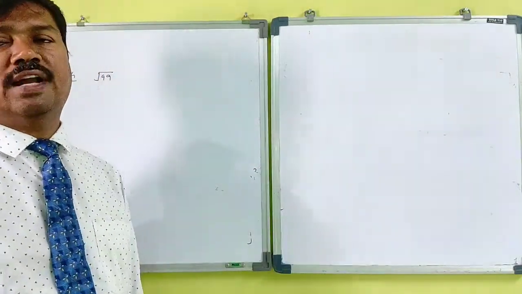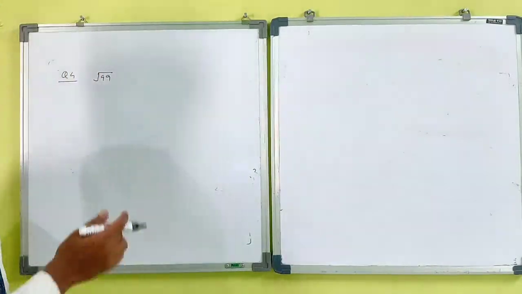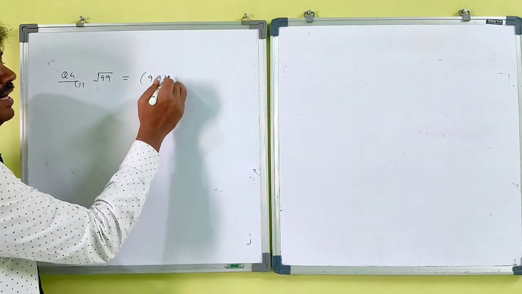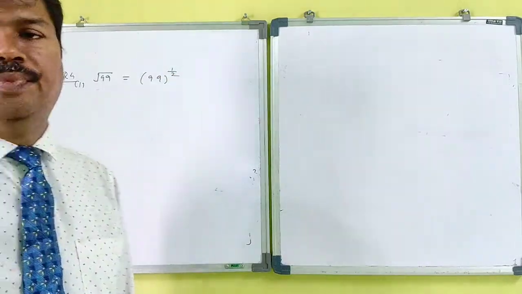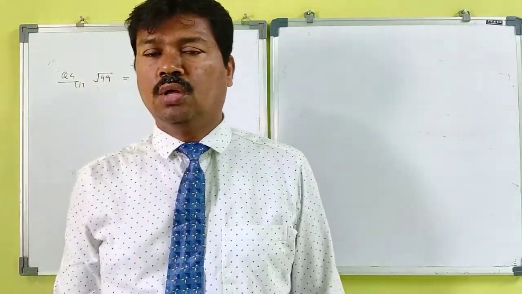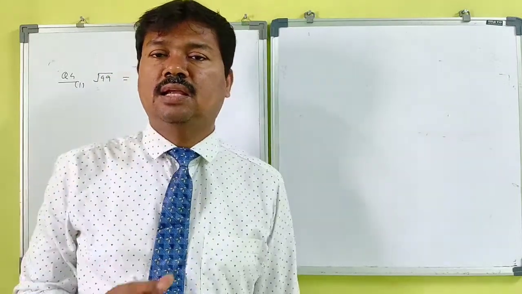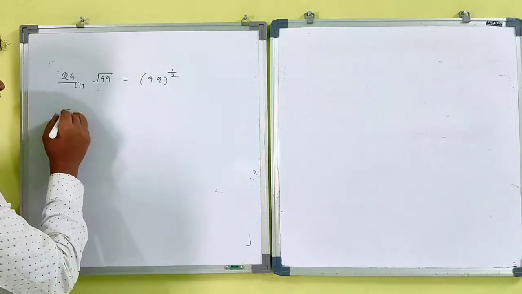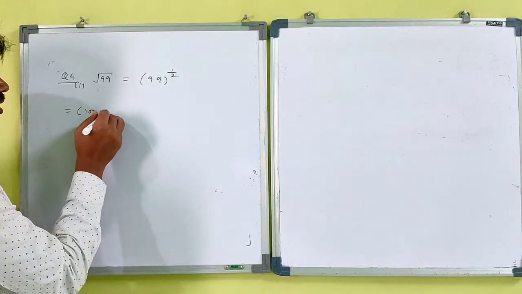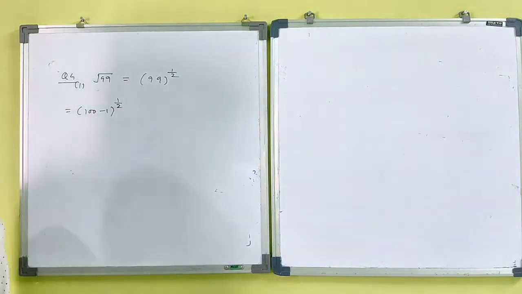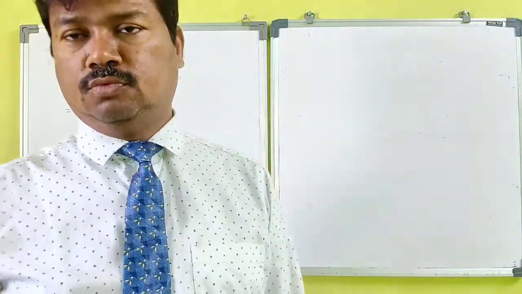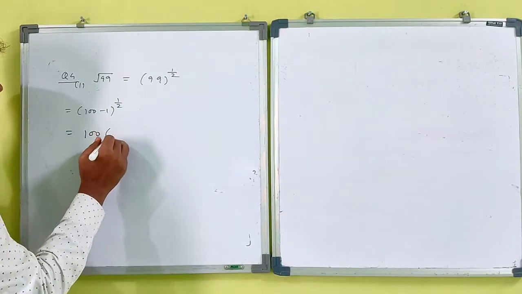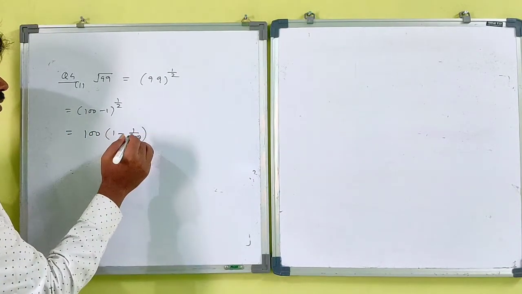What is the meaning of root of 99? This is the first step. The root of 99 is nothing but 99 raised to 1 upon 2. Now 99 can be written as 100 minus 1. And 100 is common, as we did in the previous cases. So taking 100 common, it is 1 minus 1 upon 100.